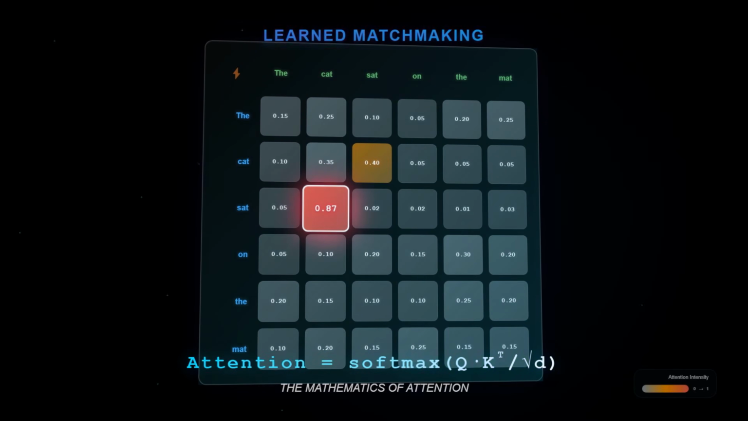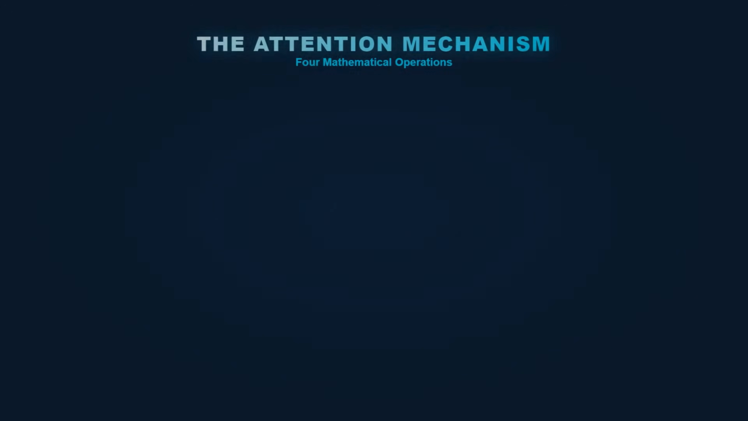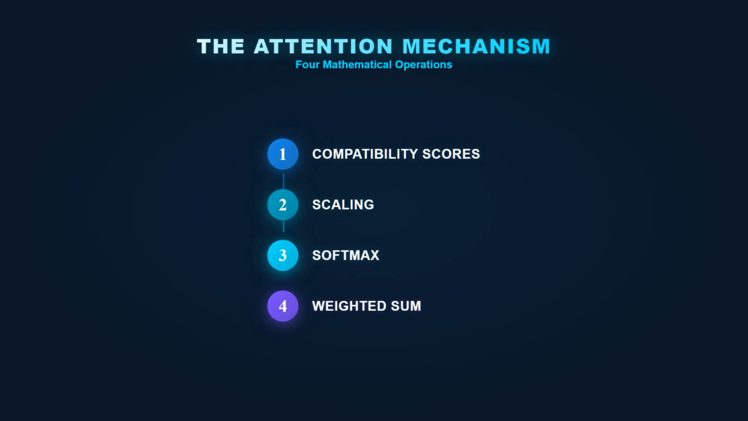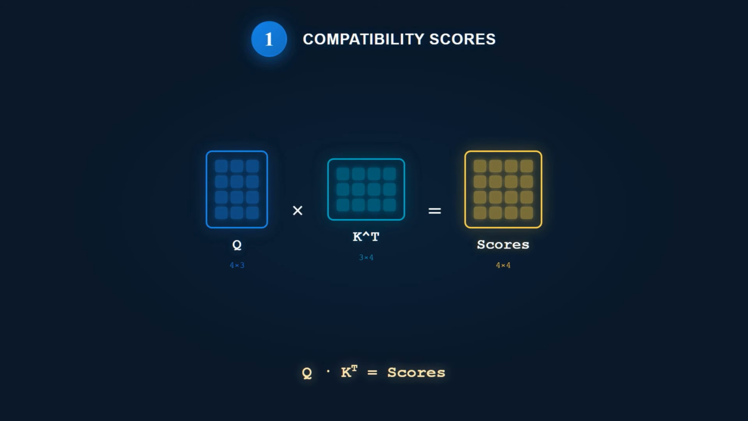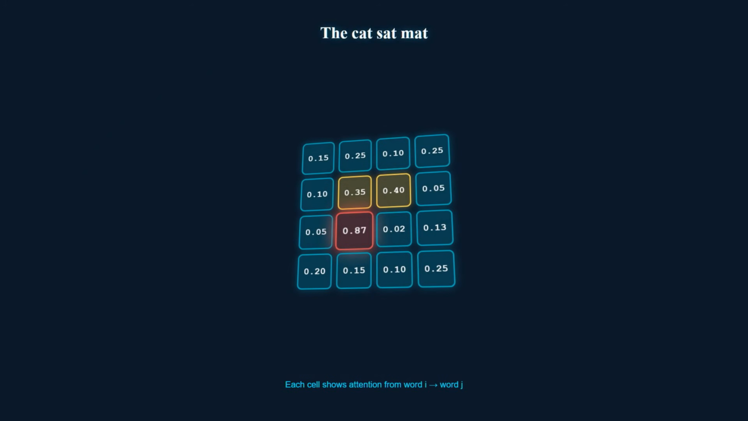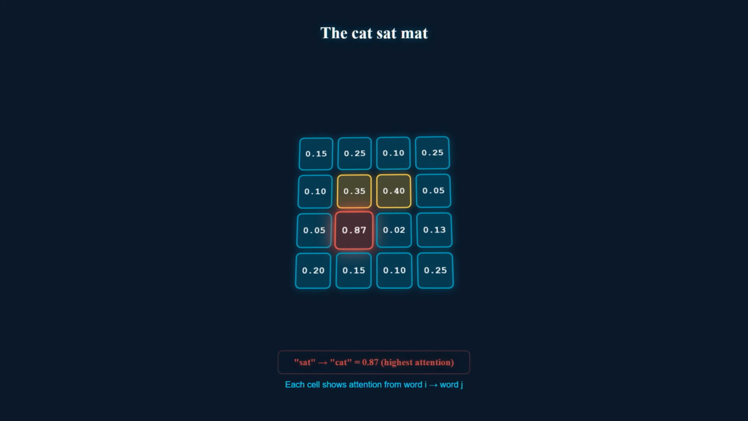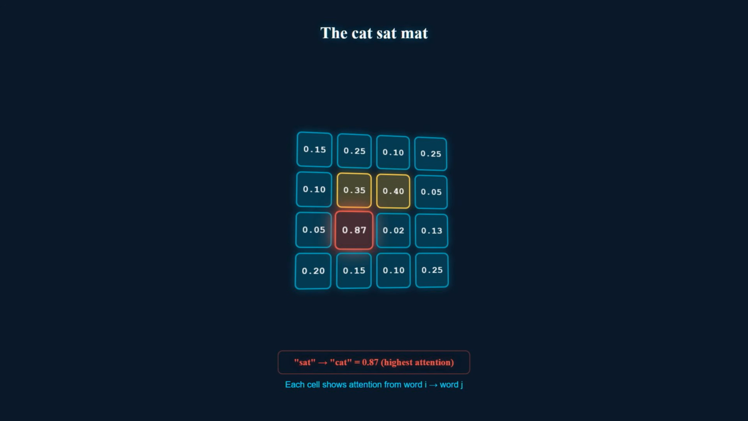Now, let me show you the elegant mathematics that makes this possible. The beauty of attention is that it's just 4 mathematical operations. Let me walk you through each step with real numbers. Step 1. Compute compatibility scores. We take our query matrix and multiply it with the transpose of our key matrix, Q times K transpose. This gives us a score for every pair of positions. Watch. A 4-word sentence creates a 4x4 attention matrix. Each cell shows how much word i wants to attend to word j.